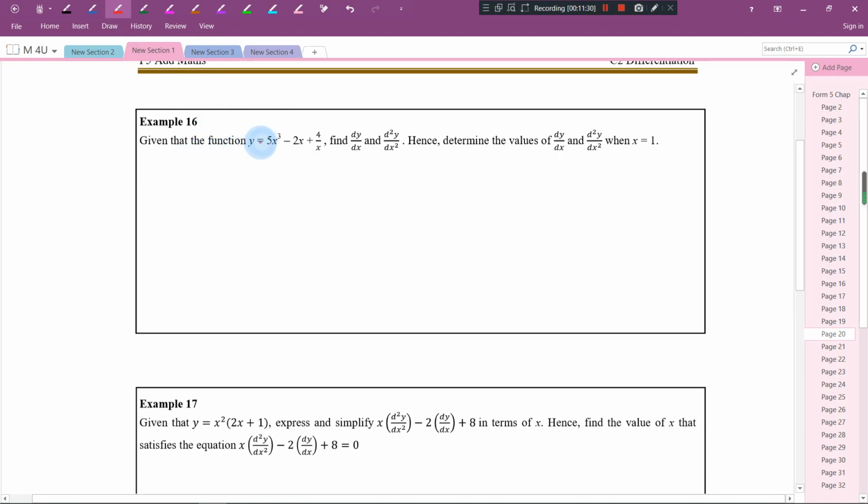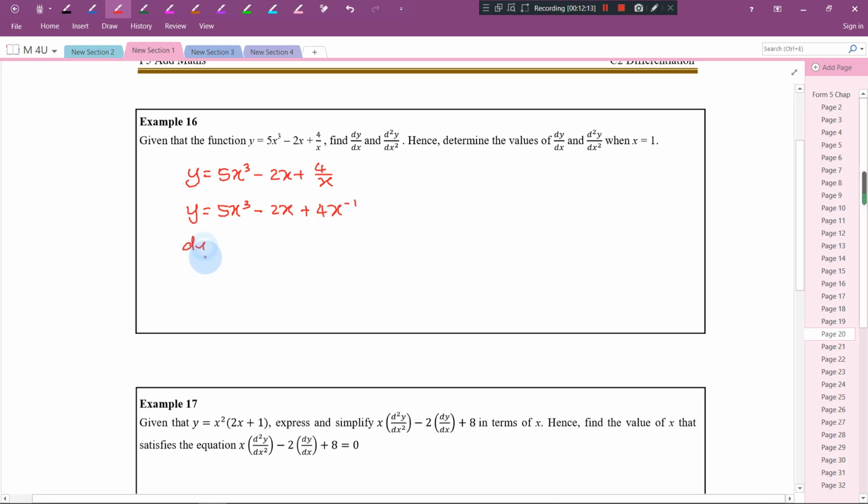Given that the function y equal to 5x cubed minus 2x plus 4 over x, we want to find the dy dx, and this is the first derivative and also the second derivative. Hence, we need to determine the value of dy by dx and also the value of d2y by dx squared when x is equal to 1. Okay, let me copy first. Y equal to 5x cubed minus 2x plus 4 over x. So this I change it become 4x to the power of -1.